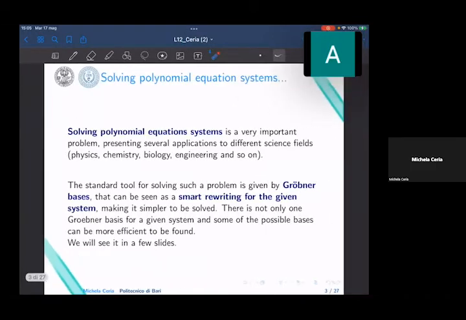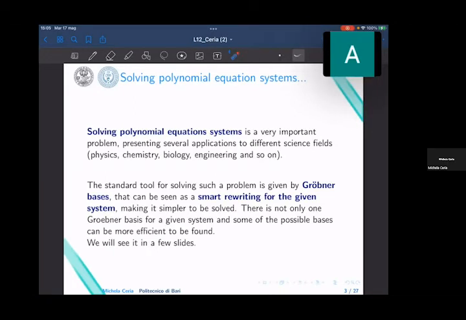We start by saying that solving a polynomial equation system is a very important problem with different applications in different science fields. For example, you can see a list of them, but you can also add robotics to them. I mean, there are really a lot of them. And the standard tool in order to solve such a problem is given by Gröbner bases. Gröbner bases are a sort of rewriting of your system that makes it simpler to solve. For a given system, you have not only one Gröbner basis, and some of them are more efficient to find.